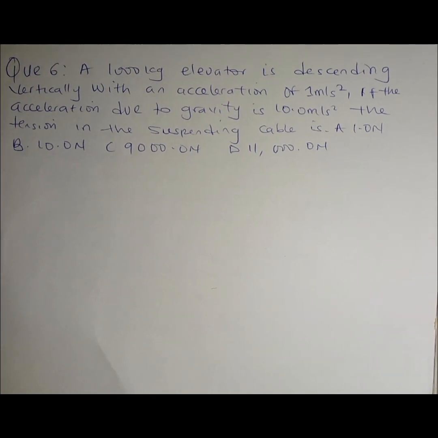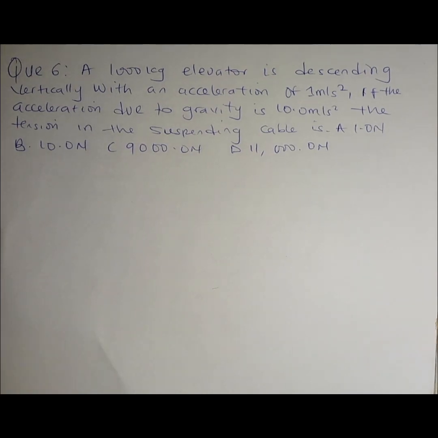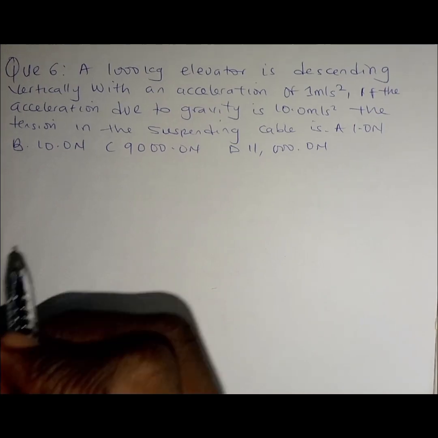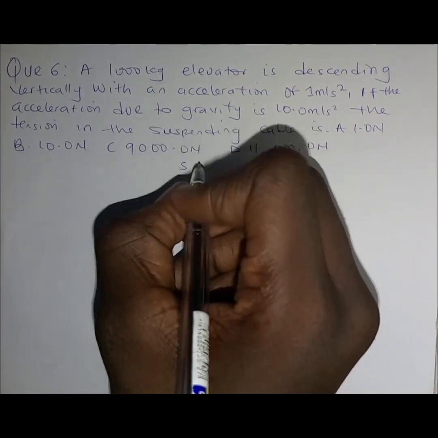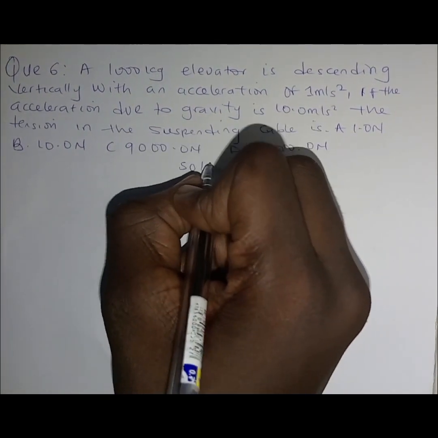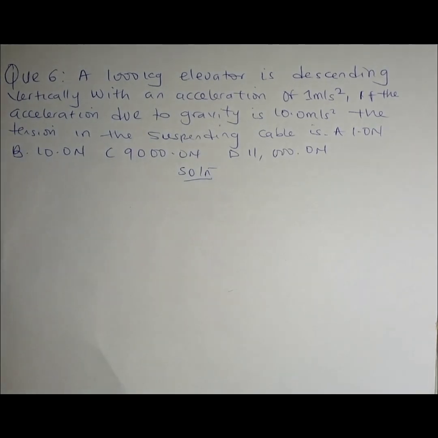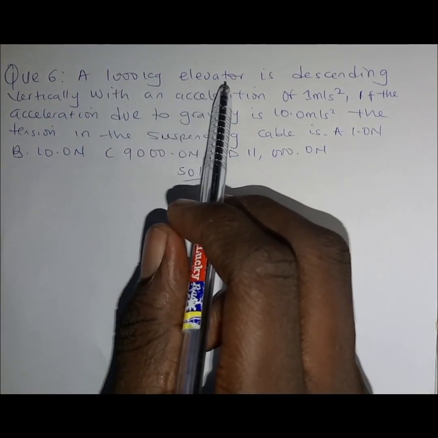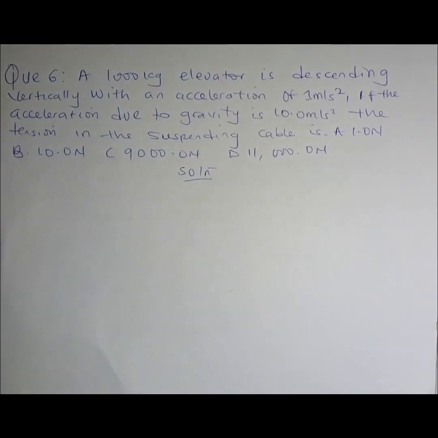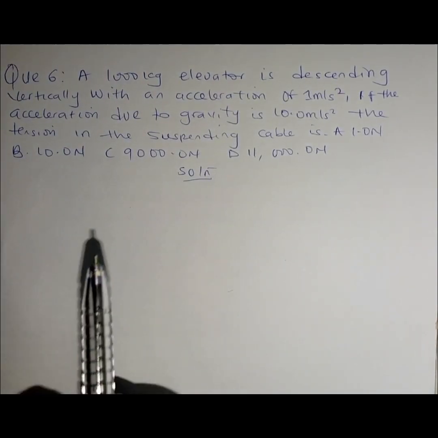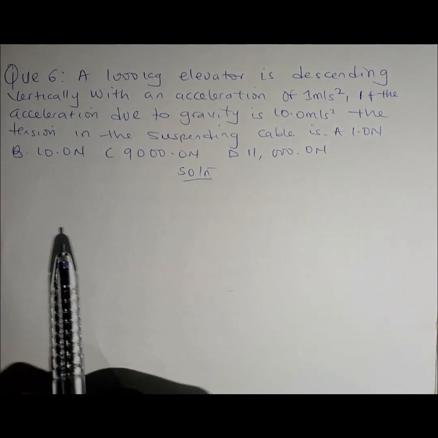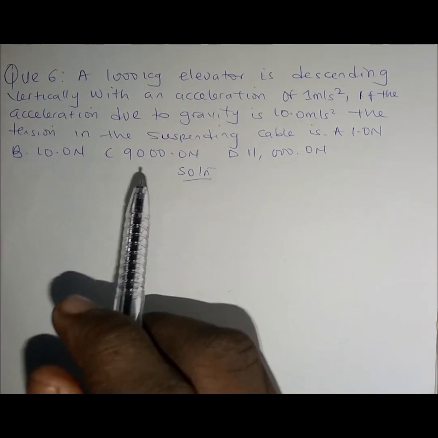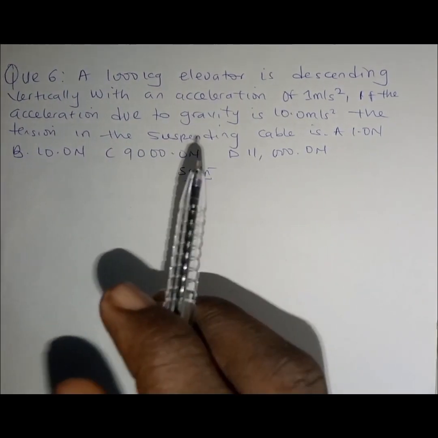Now continue. For us to continue solving these questions, I need to write down the word parameters. That is what I'm giving. Now, a 1,000 kilogram elevator is descending. Now, when you hear the word elevator, there is a formula you need to know. I'll write down the formula, but let me write out the parameters first.